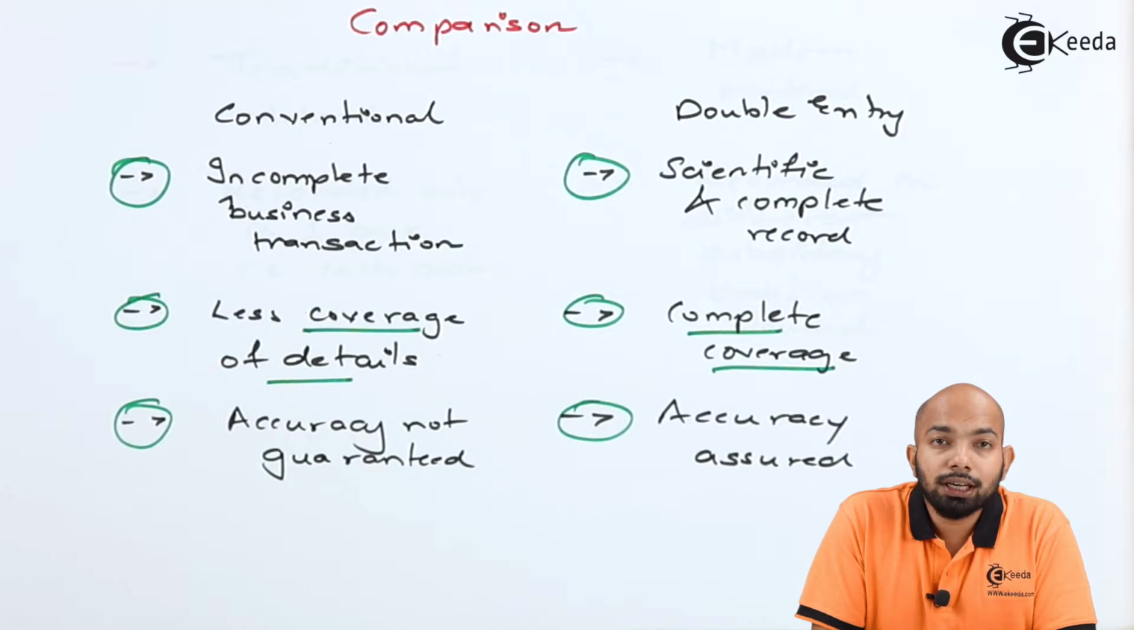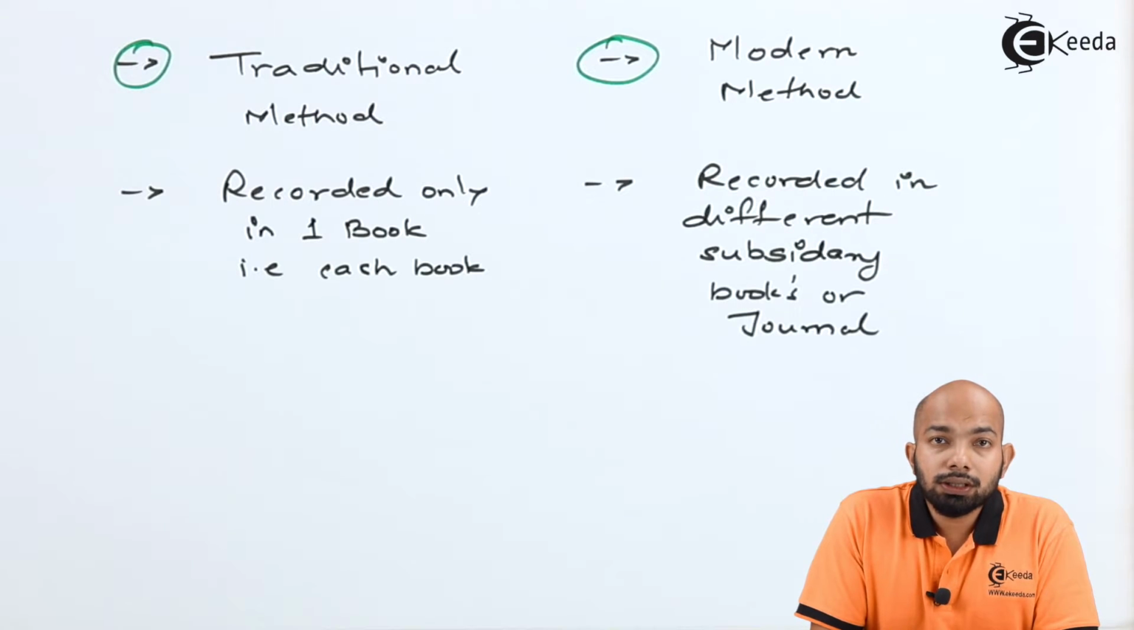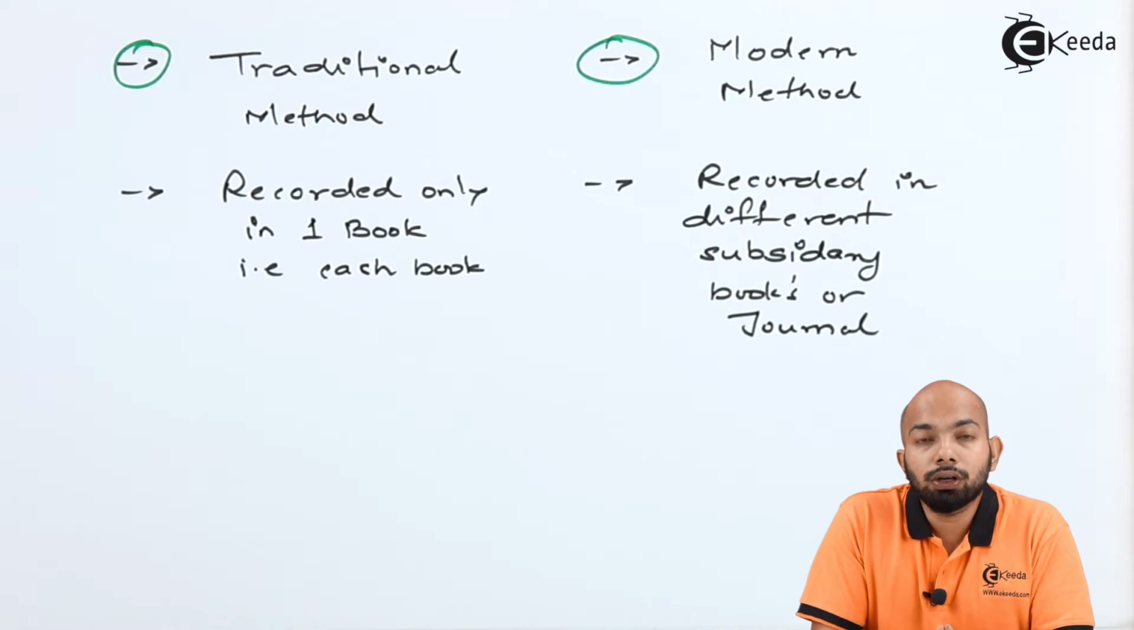Let's go further and understand what makes the double entry system an advanced and modern system compared to the conventional approach. The conventional system uses a traditional method. However, the double entry bookkeeping system uses a modern method. In the conventional system, all traditional approaches, that means single entry bookkeeping systems, are used. However, the modern approach is much more complicated and complex, because the accountancy system has become much more advanced.